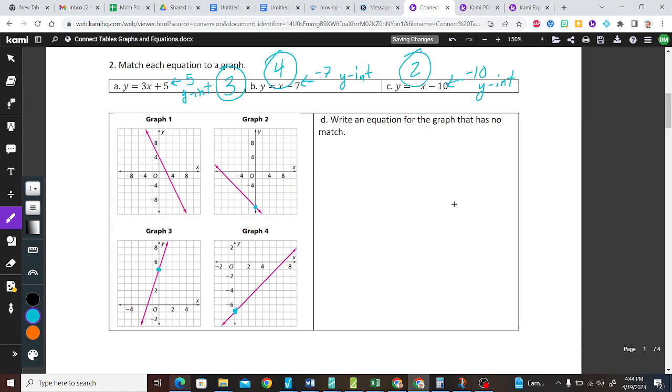And then we're going to write an equation for the graph that has no match. So if we look here, we've got a y-intercept of 4. We have a rate of change where we go down 4, so negative 4, and then we go over 2. So a unit rate on this, negative 4 divided by 2, is negative 2. So one way we could write this is y equals 4 minus 2x, or probably more comfortable, y equals negative 2x for the rate of change, plus 4 for the y-intercept.